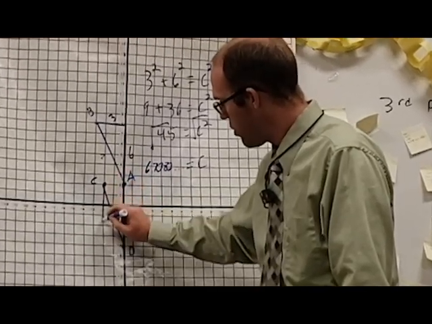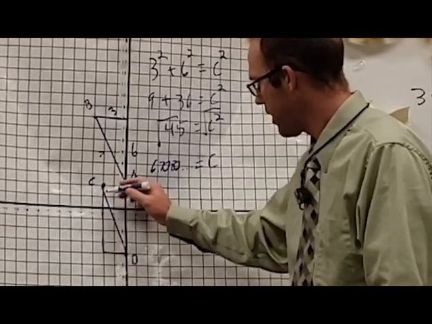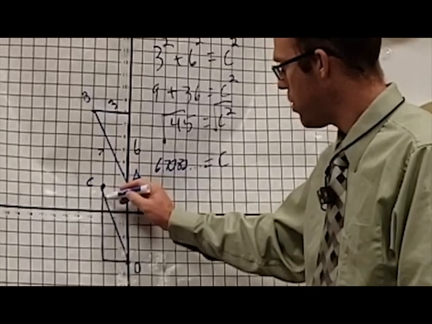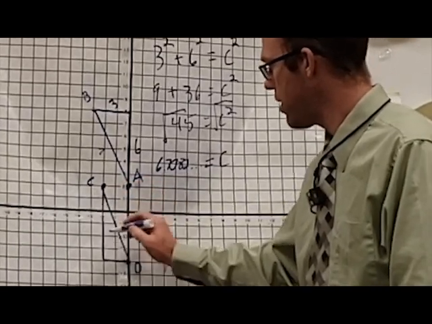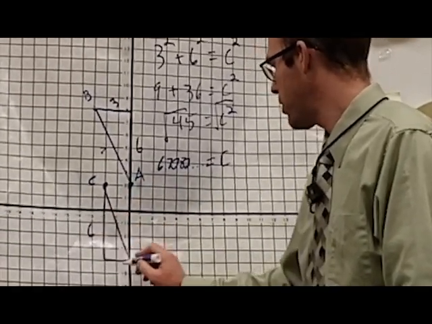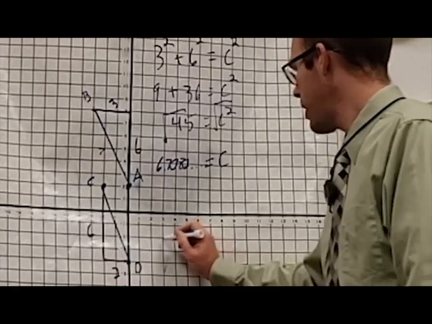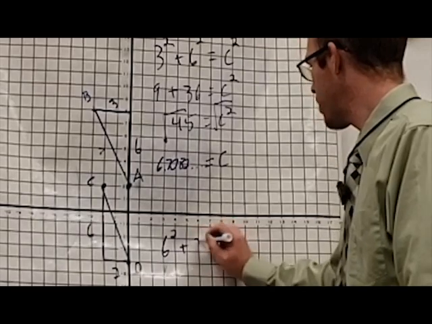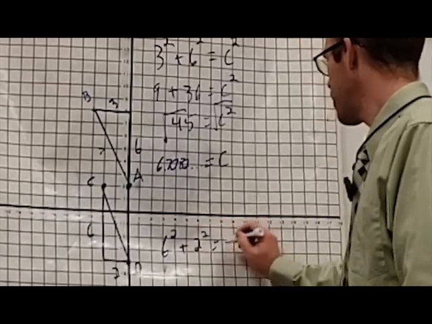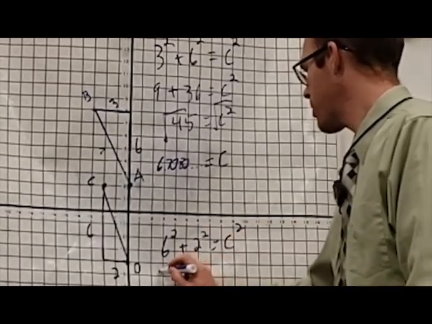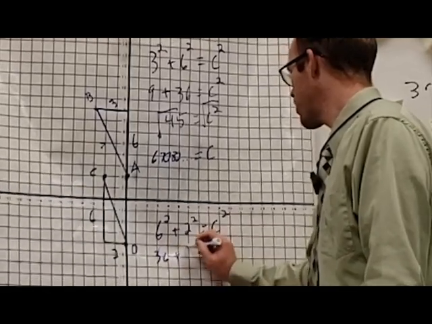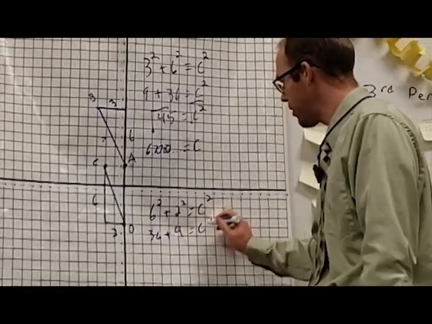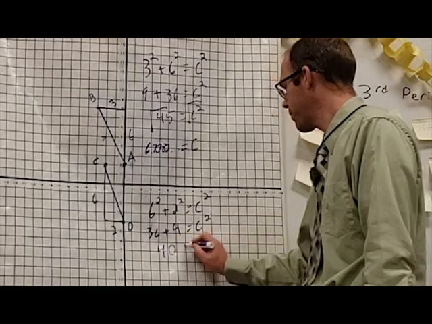We're going to go straight down, straight over. Calculate the lengths of those. Just count them up. 1, 2, 3, 4, 5, 6. And over 1, 2. So we're going to do A squared, which is 6 squared, plus B squared, which is 2 squared, equals C squared. 6 squared is 36. 2 squared is 4. And when we add those together, we get 40.